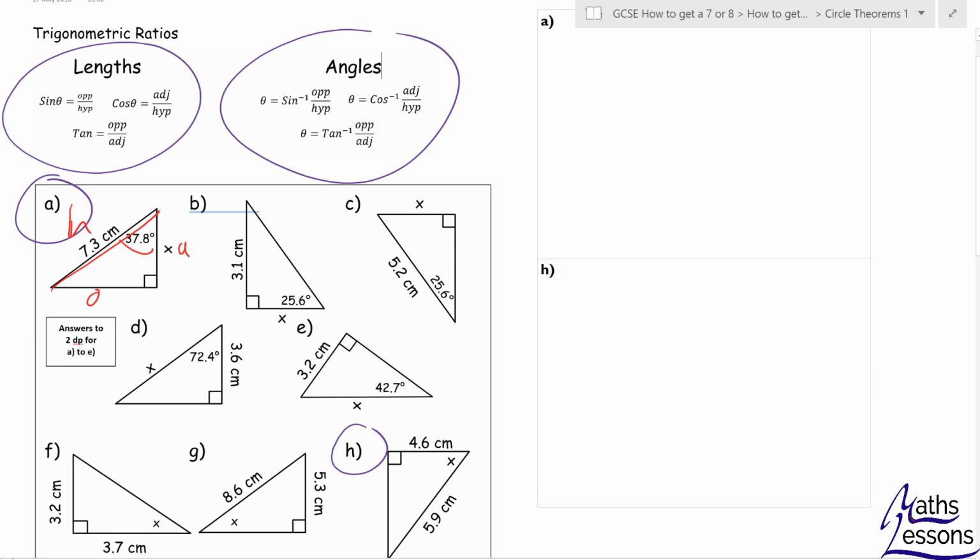A common thing I think students get wrong on this is to use the sine and cosine rule to do these problems. Much easier if you actually use these. The algebra becomes easier and you make less mistakes. So we know that cos of 37.8 degrees will equal the adjacent, or x, over 7.3. So therefore x will equal 7.3 times cos of 37.8.